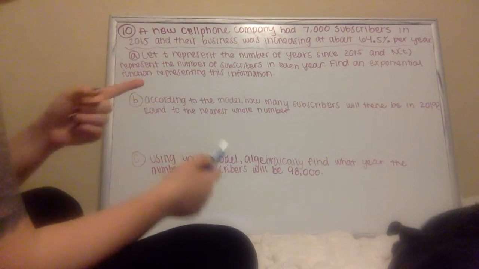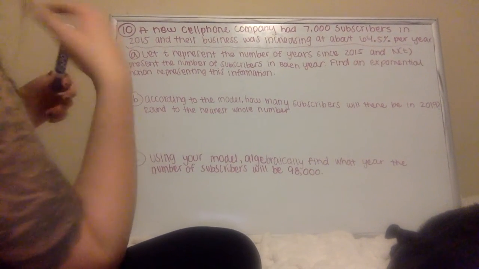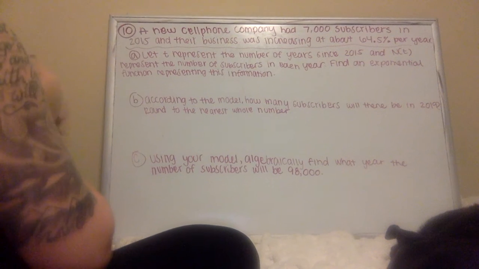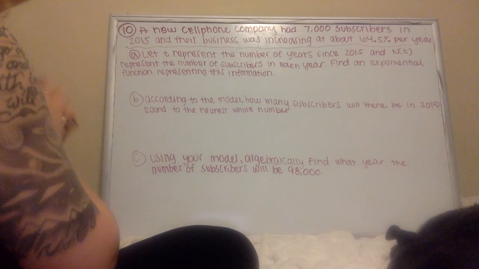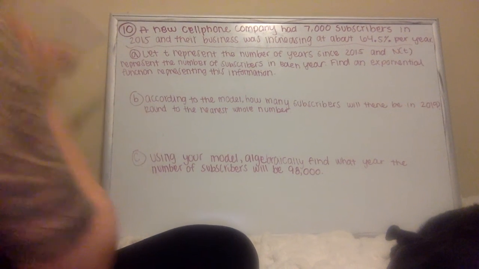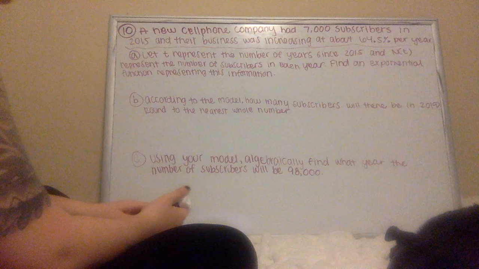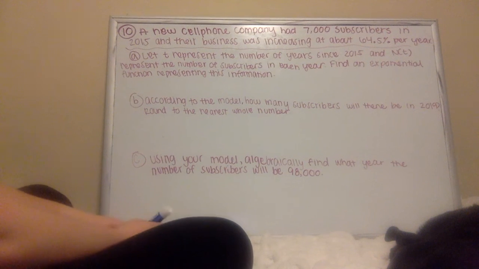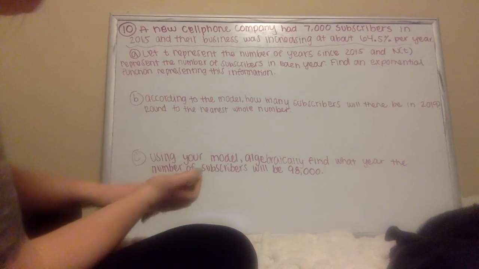Okay, so this is problem number 10 on the Test 2 study guide. It says a new cell phone company had 7,000 subscribers in 2015, and their business was increasing at about 64.5% per year. Part A asks us to let T represent the number of years since 2015 and N of T represent the number of subscribers in each year. Find an exponential function representing this information.